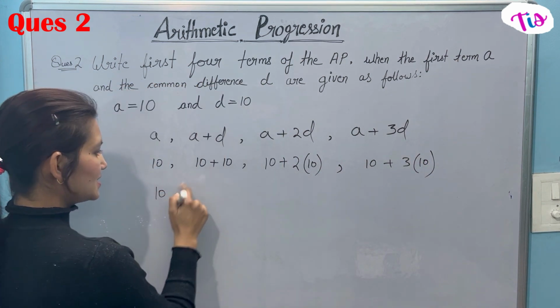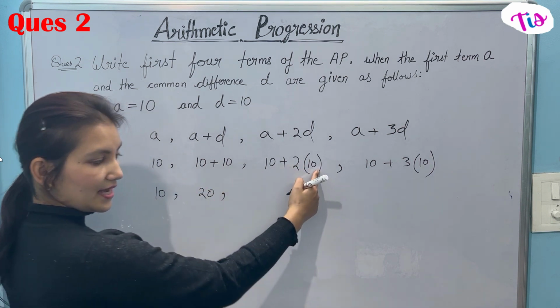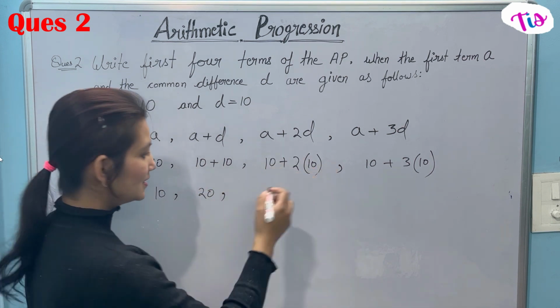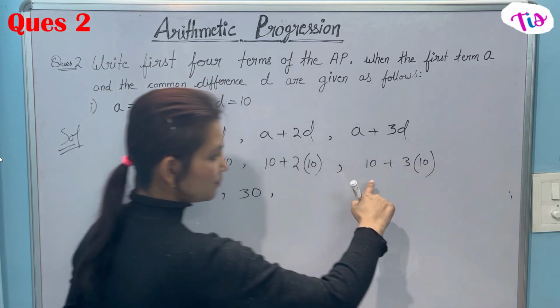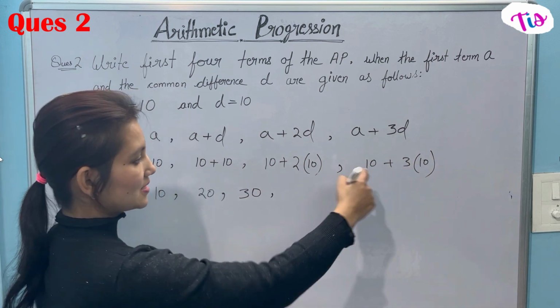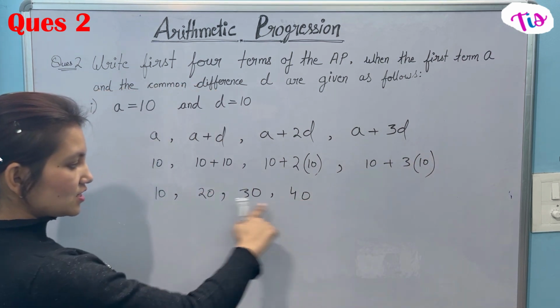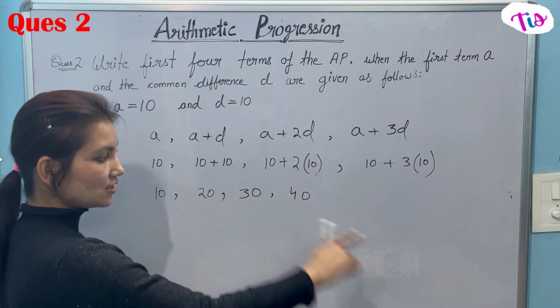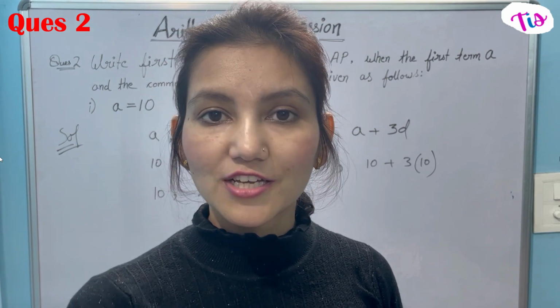So the first term is 10. 10 plus 10 is 20, our second term. 2 into 10 is 20, plus 10 is 30, this is our third term. Now this is the fourth term: 3 into 10 is 30, plus 10 is 40. So we got all the first 4 terms of this AP. Simple. Let's move to the next question.